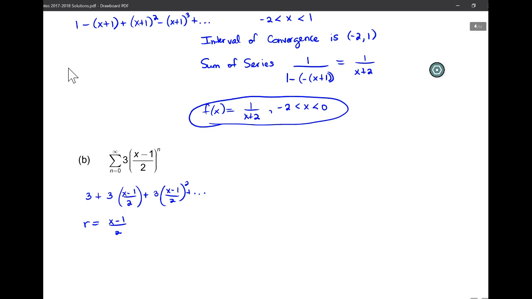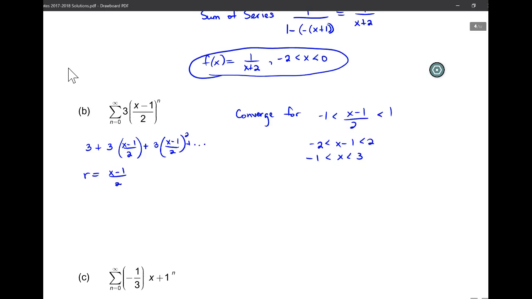So this is going to converge for values where x minus 1 over 2 is greater than -1 and less than 1. So we're going to multiply everything by 2. We're going to add 1. So we get -1 to 3. And now we want to find the sum.